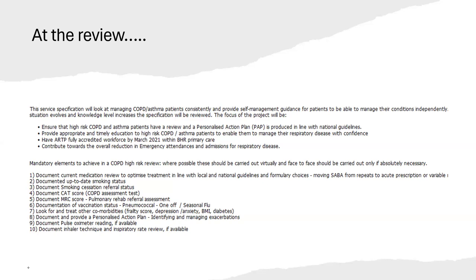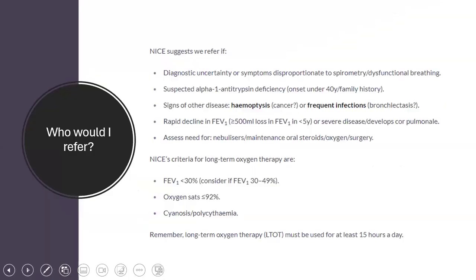You should offer them a vaccination, pneumococcal, their flu jab. You look at their frailty score, their depression, anxiety, and their BMI, because when it gets severe, they start to lose a lot of weight. So helping them with the dietitian, supporting them. Some of them, their anxiety might be really high. So this is where your personalized care roles and mental health practitioners will come in handy. You also review their inhaler technique.